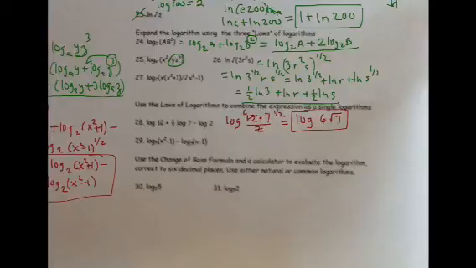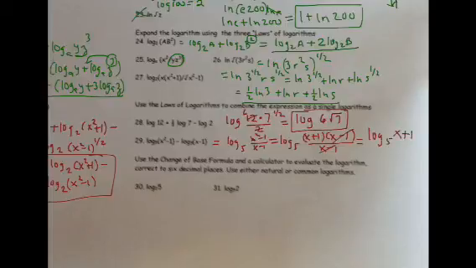Okay, the next one, the base is 5, and so I can write this as log base 5 of x squared minus 1 over x minus 1, but then the numerator, remember, I can factor. So this is log base 5 of x plus 1 times x minus 1 over x minus 1, so I can cancel that. So you're left with log base 5 of x plus 1. And that would be the final answer for number 29.